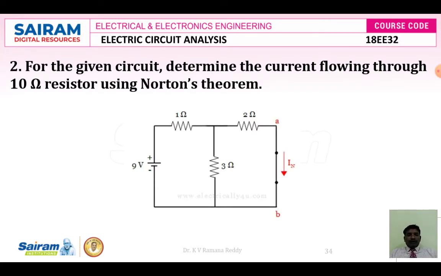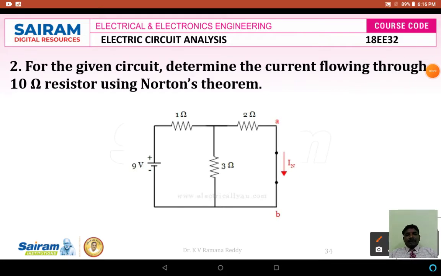So look at the problem. For the given circuit, determine the current flowing through the 10 ohms resistor using Norton's theorem. Here we have to find out what is the current which is flowing through the 10 ohms resistor.